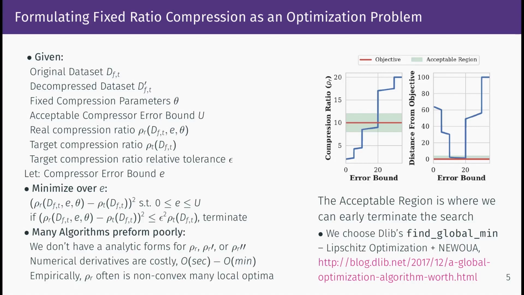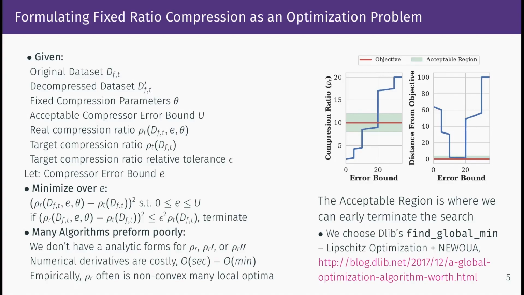So if we want to turn this into an optimization problem, we can simply look at the squared difference between rho r and rho t for a given data set, error bound, and parameters, and minimize over E between the range of 0 and the upper bound. With this design, we can determine if something is within our tolerance. If the squared difference is less than the error bound tolerance squared times the target compression ratio, we can terminate early. So this gives us some performance optimizations we can look at in a minute.